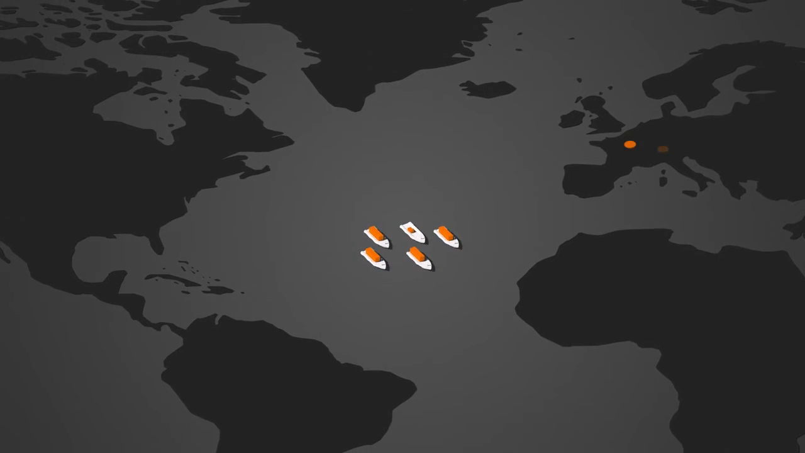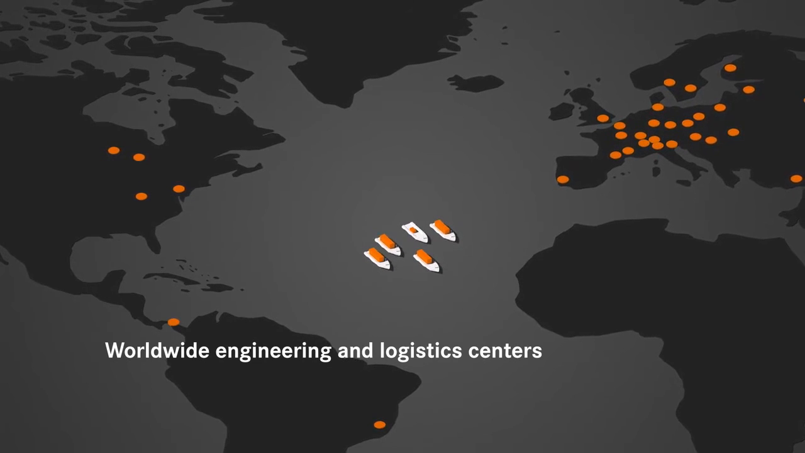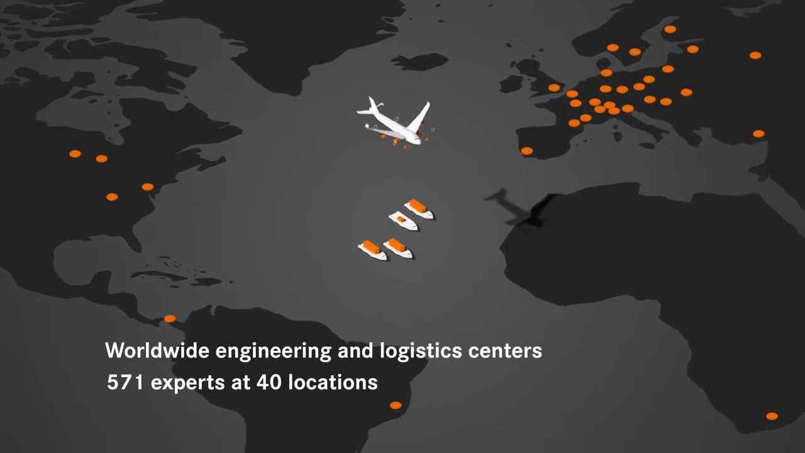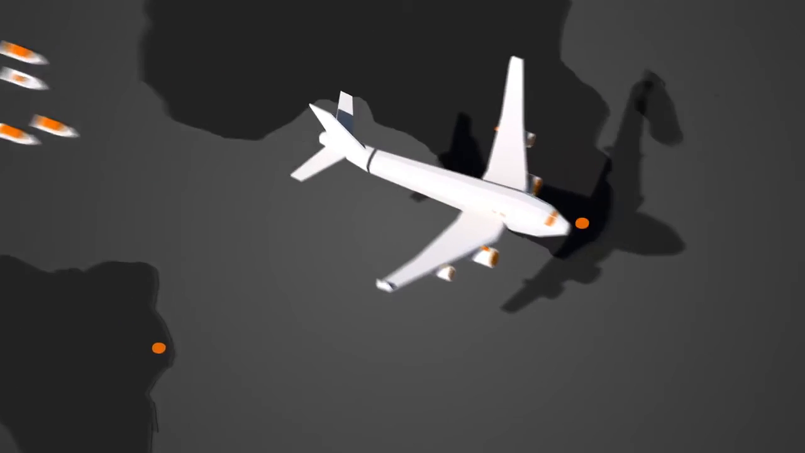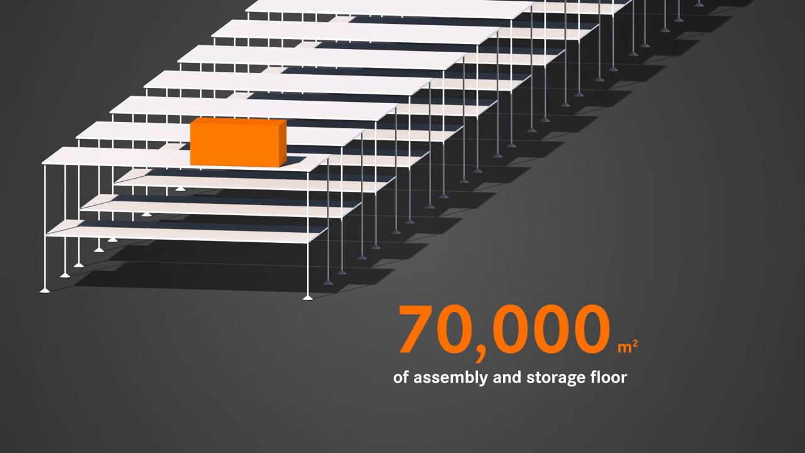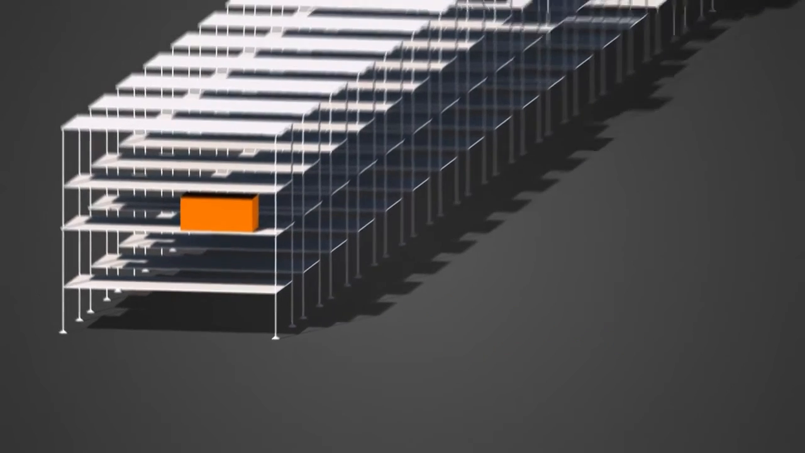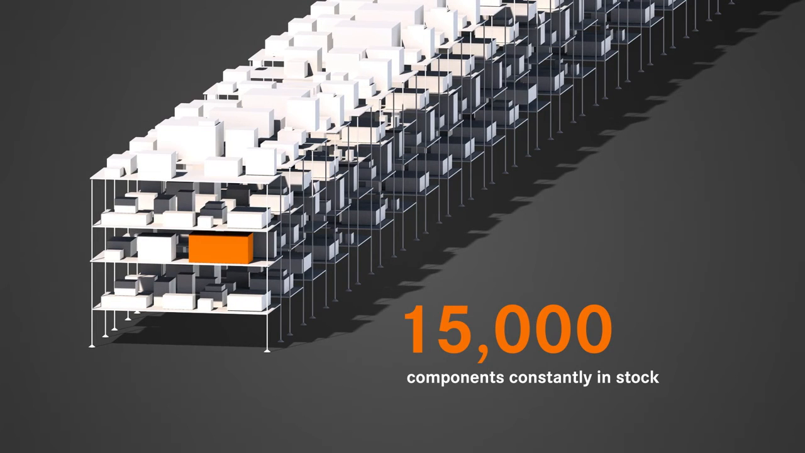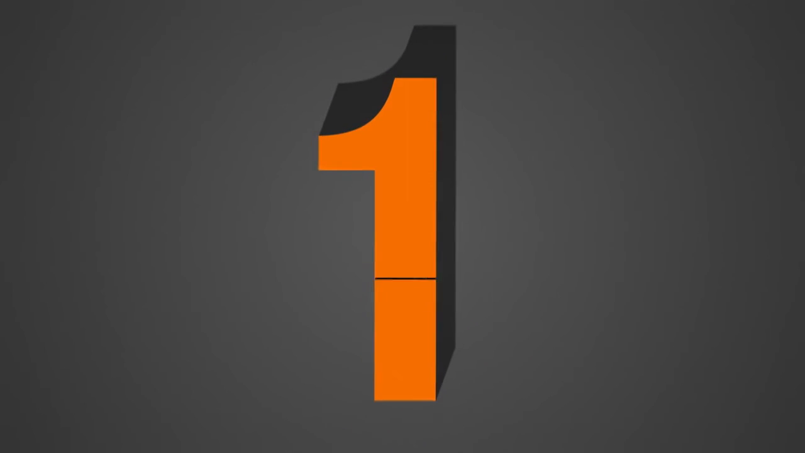Thanks to our worldwide network of assembly sites, logistics centers, and system engineers, we'll always be right around the corner. Our assembly and warehouse facilities span around 70,000 square meters in Germany alone. Meanwhile, we keep over 15,000 individual components in stock, so you can focus entirely on your core business and rely on LAPP. Why not make us your one-stop shop for all kinds of cabling and connectivity solutions?